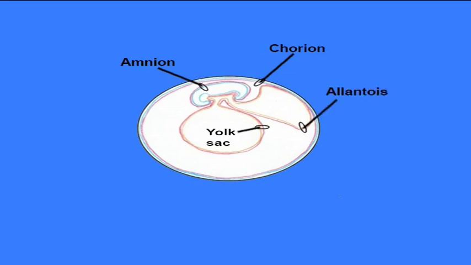Moving ahead, we will now study extraembryonic membranes in mammals. The developing embryo of rabbit and other eutherian mammals is provided with 4 fetal or extraembryonic membranes, namely amnion, chorion, allantois and yolk sac, as in chick.